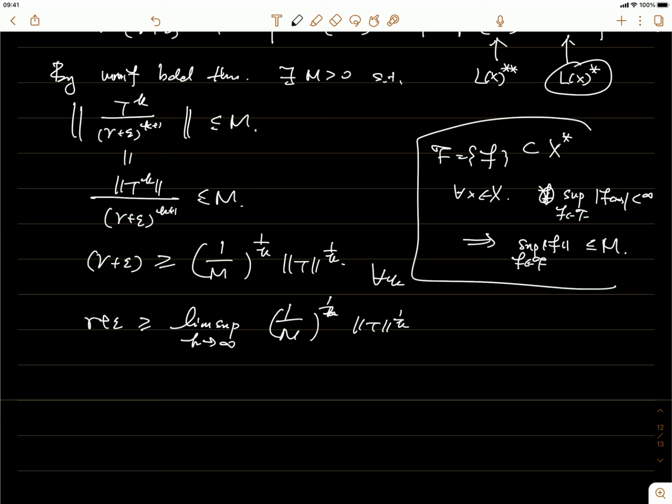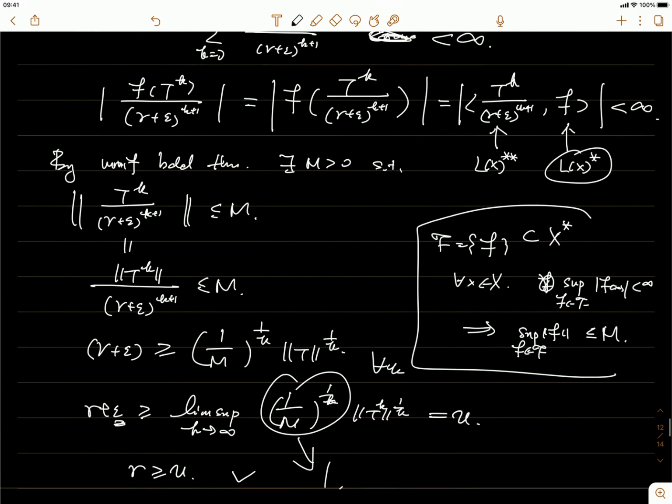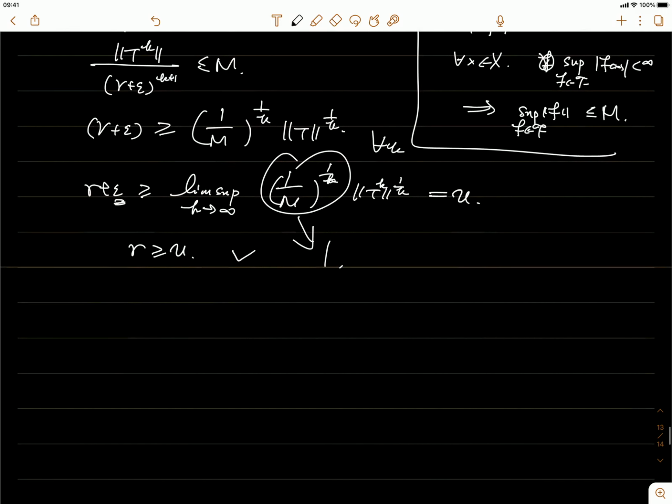t to the power 1 over k. But this one always goes to 1 for tk. So that's why this right-hand side is just u. So we show that for any epsilon, r plus epsilon is greater than or equal to u. So that just means r is greater than or equal to u. Okay, so we showed this. And now we showed r less than or equal to u and greater than or equal to u, so r has to be equal to u.